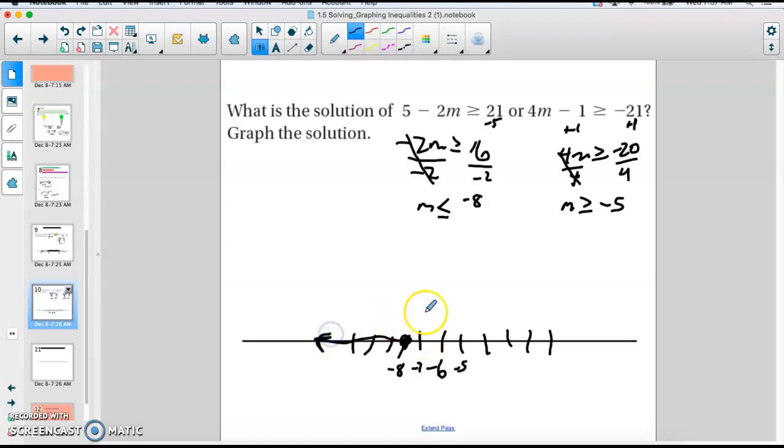And then also, remember we have the or, so we're not looking for the common numbers. It could be either one. It could be less than negative 8, or it could be more than or equal to negative 5. And so we'll put a closed dot at negative 5, head it off into greater than land. And it could be any number this way, it could be any number that way. It just can't be these numbers in the middle.